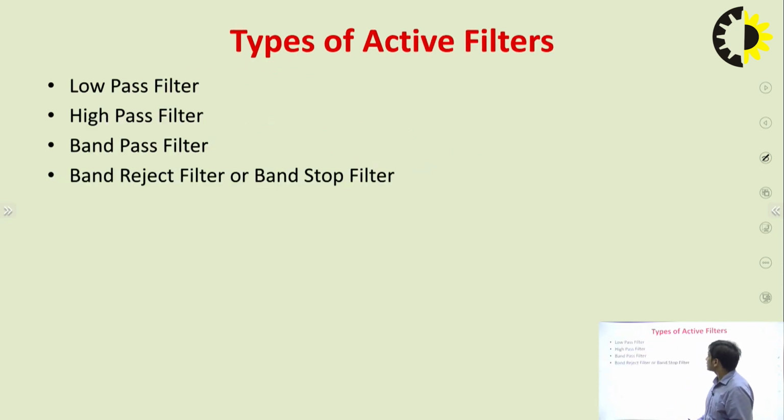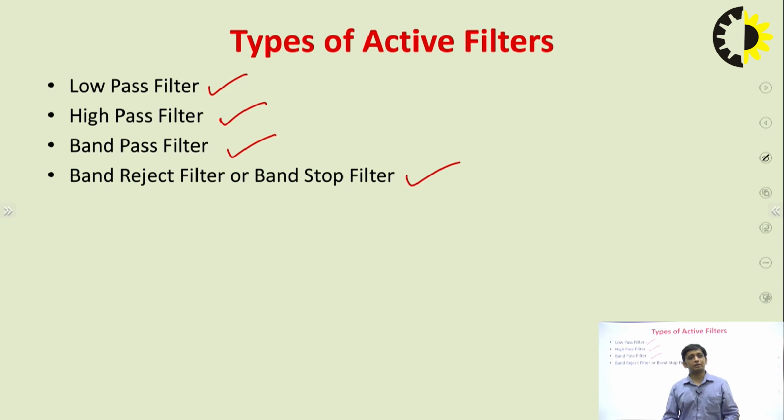Now coming to the types of active filters, there are 4 main types of active filter. The first one is low pass filter, then high pass filter, band pass filter, band reject or band stop filter. Apart from these 4 filters, there are 2 more filters. One is all pass filter.